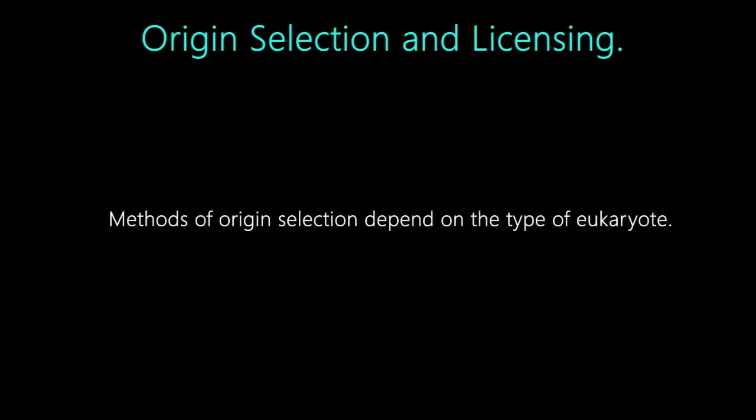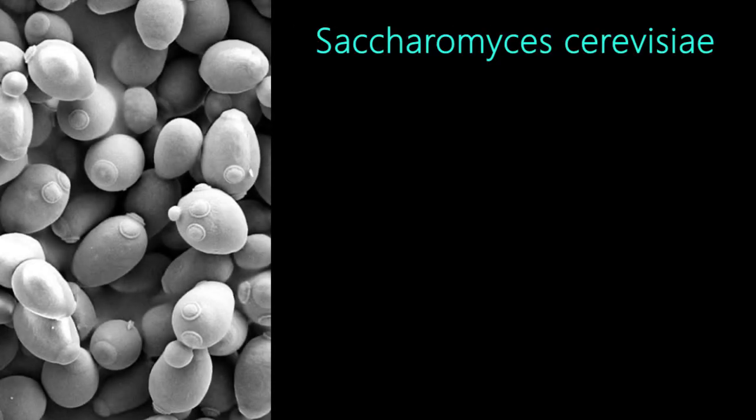Origin selection and licensing. So what actually determines the origin of replication? This depends somewhat on the actual type of eukaryote. First, let's look at a budding yeast, such as Saccharomyces cerevisiae.